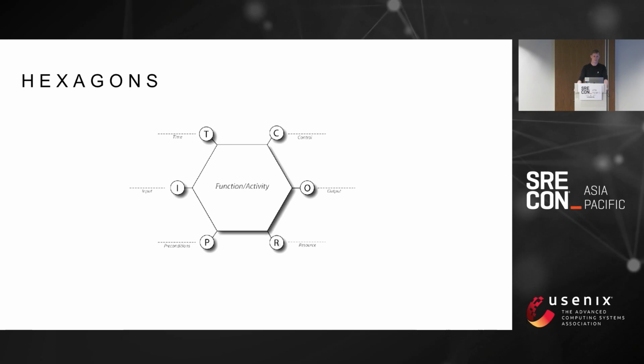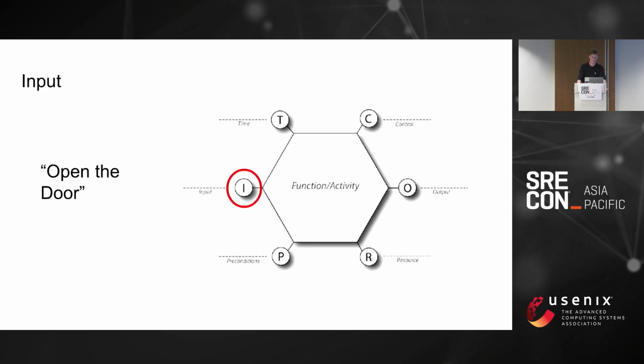How do we figure it out? Well, we start with hexagons. Core unit. Each function is a hexagon. And each function must have an input, right? So the input is what kicks off the function. Makes sense, right? It's kind of in an abstract sense.